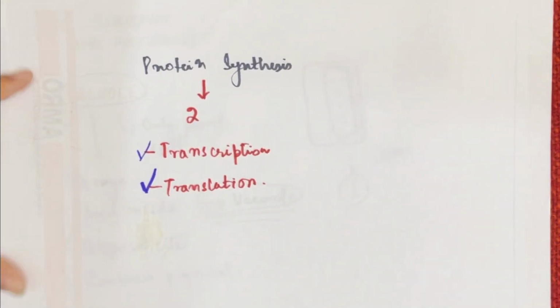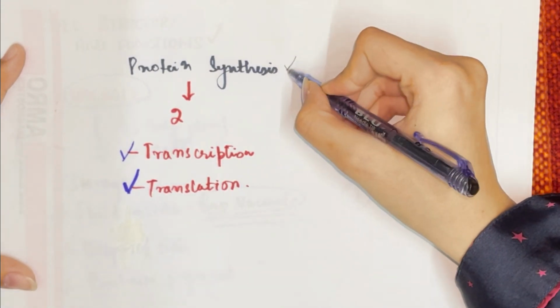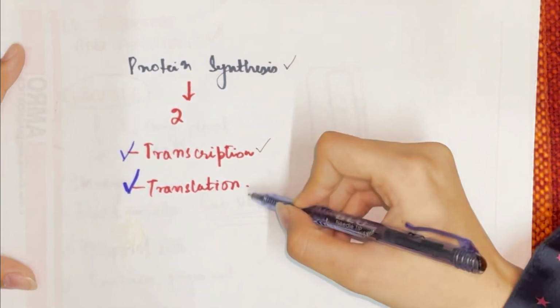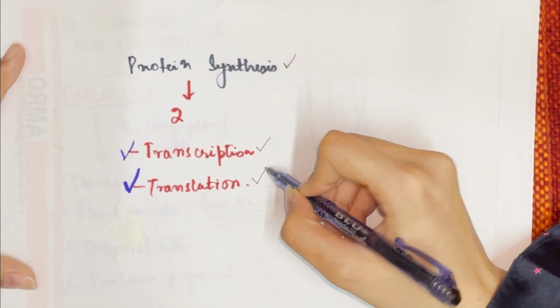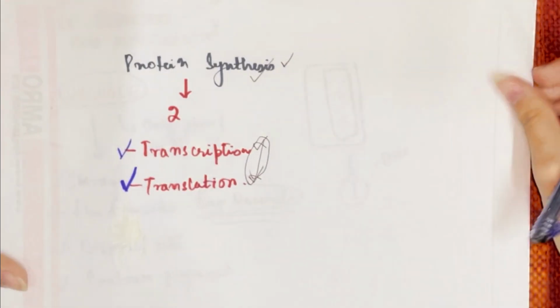Then we have the two processes that we discussed, how protein is synthesized. So in your syllabus, we have been asked the names. One is transcription, another is translation. Transcription and translation are the two processes that together help us form the protein.